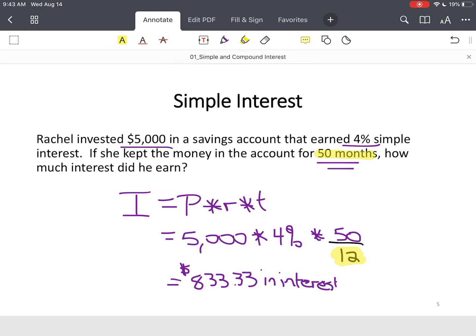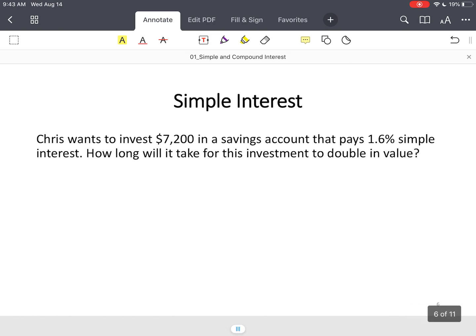All right, so our next example. It says Chris wants to invest $7,200 in a savings account that pays 1.6% simple interest. How long will it take for this investment to double in value? Now, this is the same principle, same formula, but there's a little wrinkle to it. So identify your parts.